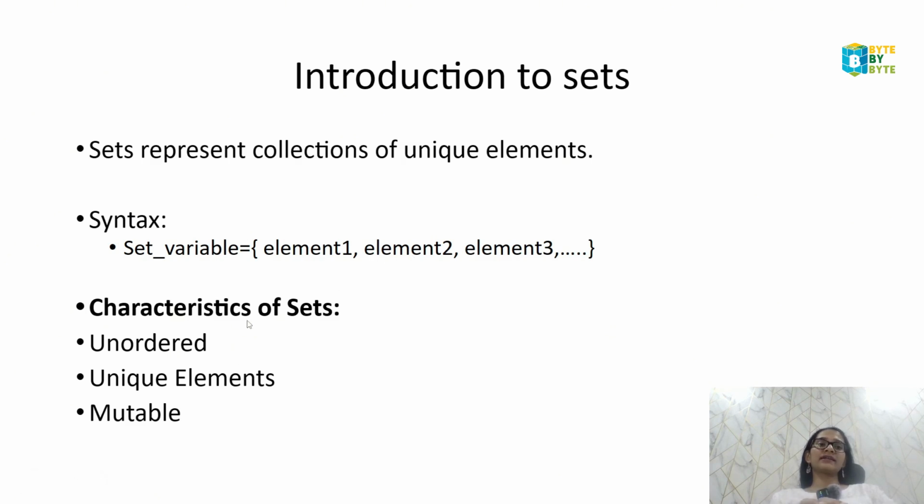Okay, so what are the characteristics of sets? First of all, a set is unordered. Unordered means there will not be any kind of indexing provided in the set, so these are completely unordered. Second, you have to put unique elements in the set only. No duplication is allowed. Third, this data structure is mutable. What do we mean by mutable? Mutable means you can add an element to the set, and you can remove an element from the set. This kind of operation you can do with a set.